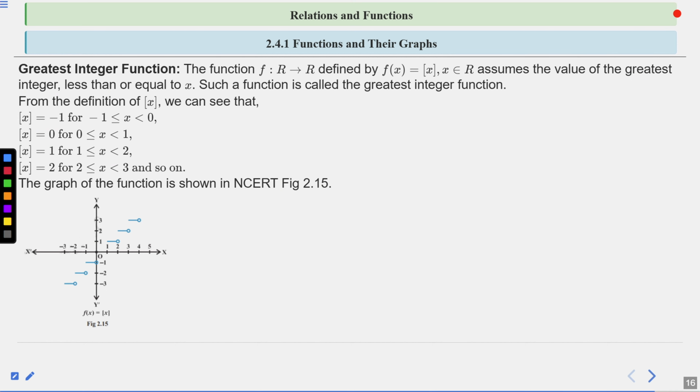Is this concept clear? The greatest integer function. Anybody having any kind of doubt, please ask, as the time is almost up. So I am assuming that everything is clear.